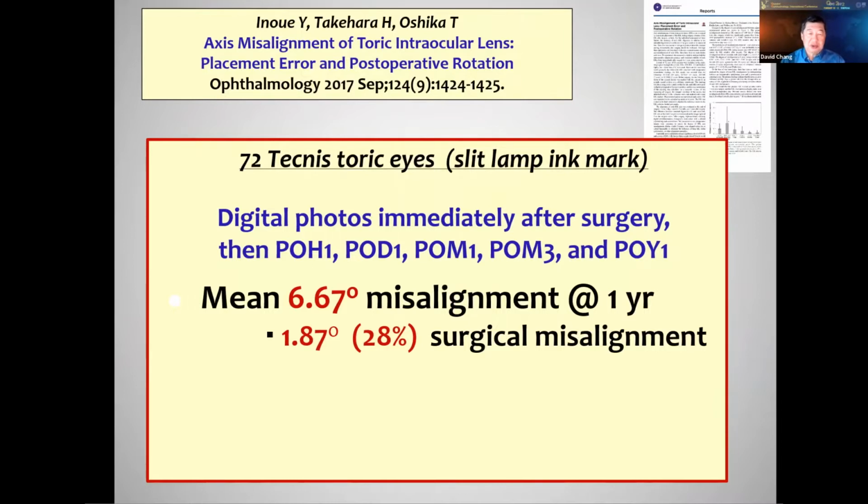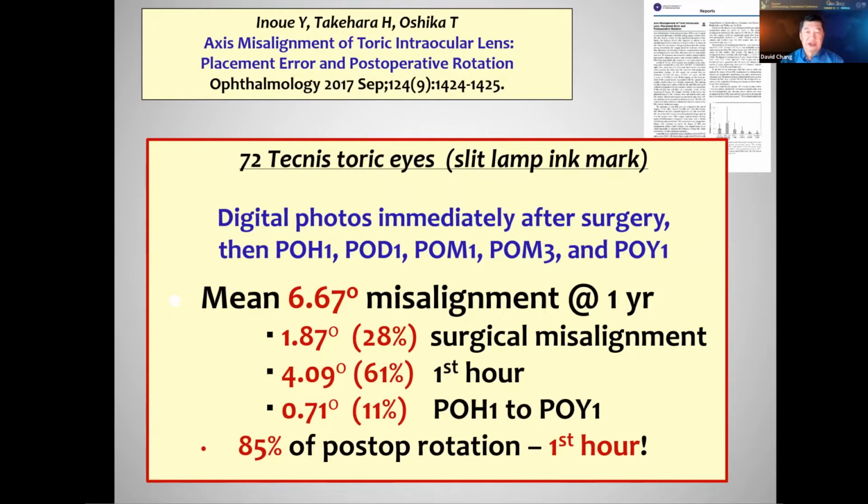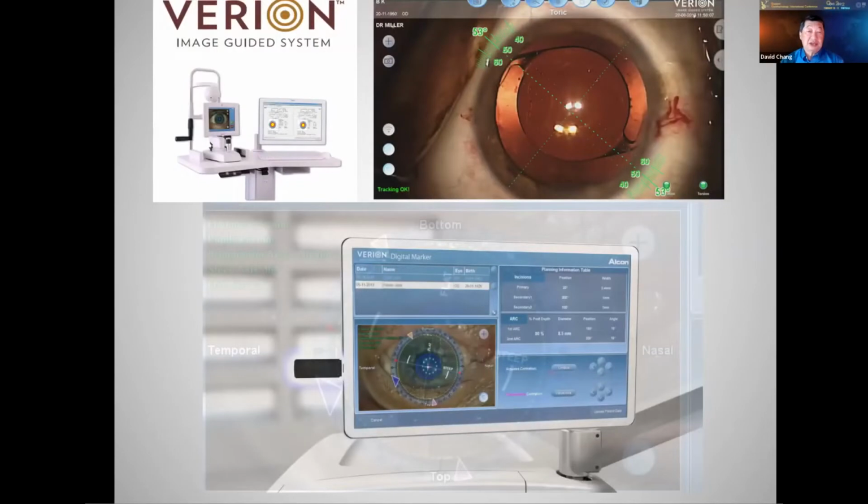In other words, you could do this when you look at a photo right after surgery compared to where the doctor thought the lens should be. 61% of that misalignment occurred during the first hour, again, between the photo right after surgery and then 1 hour later, and that's rotation. And then if you look at rotation after 1 hour to 1 year later, that only accounted for 11% of the net mean misalignment, which is another way of saying that if it's going to rotate, 85% of its contribution to the net mean was in the first hour. So this, I think, really speaks to the importance of digital guided alignment.